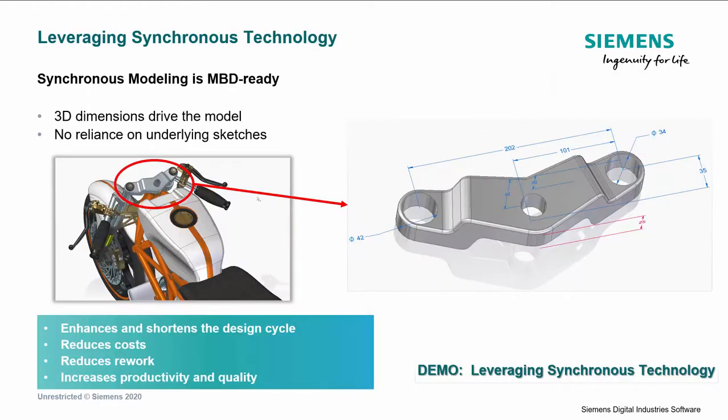When leveraging proprietary synchronous technology in Solid Edge, PMI information is not only used to enhance or simply label the 3D model, but to create and drive it as well. This enables designers to actually create the model more in line with how the part will be manufactured versus traditional history-based approaches. As a result, this saves a significant amount of time, precluding the need to create additional PMI documentation. Let's take a look at this in action.